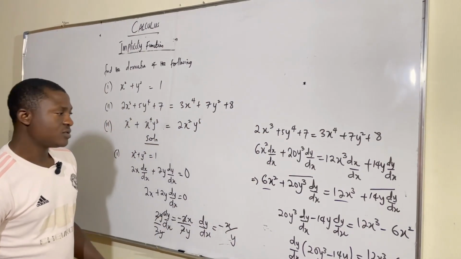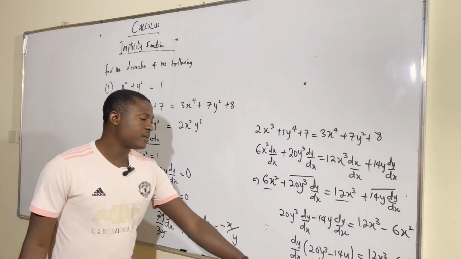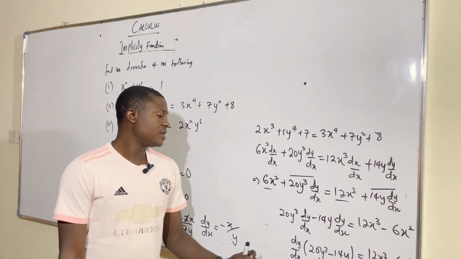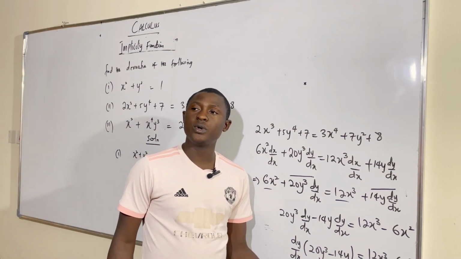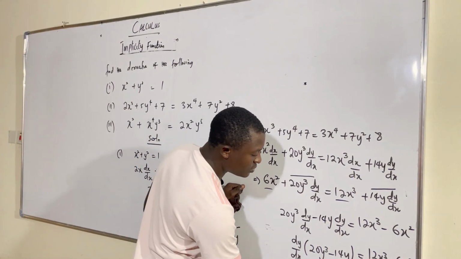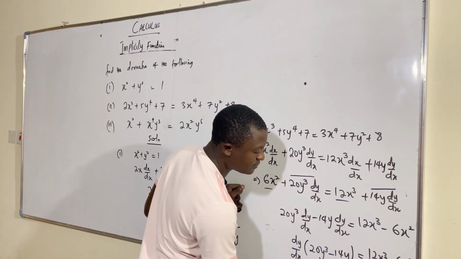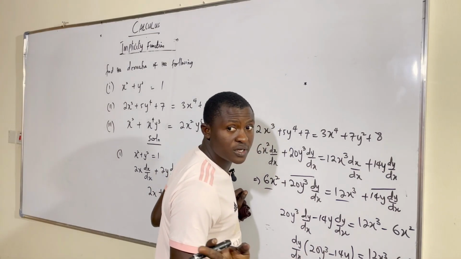Can you see that? So now, since I'm looking for dy/dx, I can make dy/dx the subject. How will I make it the subject? Divide all through by the coefficient of dy/dx. That is, divide all through by 20y cubed minus 14y.